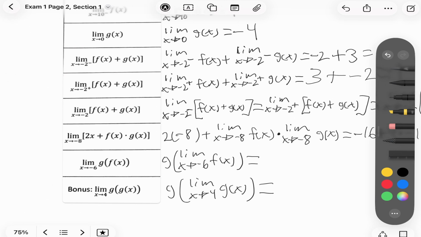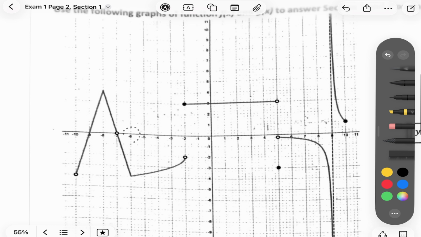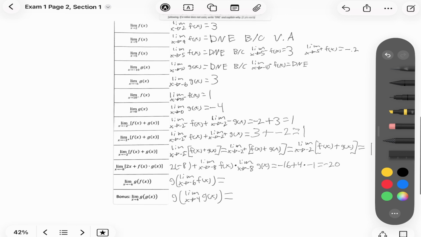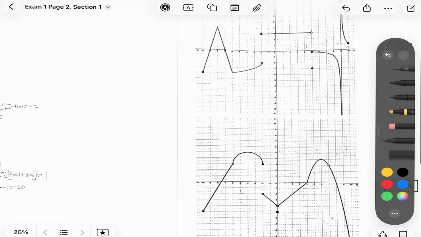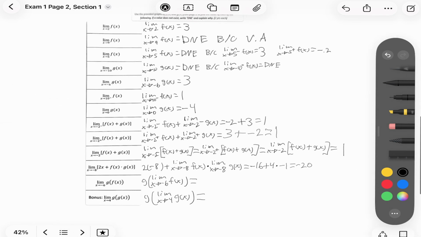Now, moving on to the next one, limit x approaching negative 6. We want to first find it for our f of x graph. So let's go to negative 6 for our f of x graph. At negative 6, we see our value is negative 4. Next, after that, we must go to our g of x graph for negative 4. Our answer is 5.